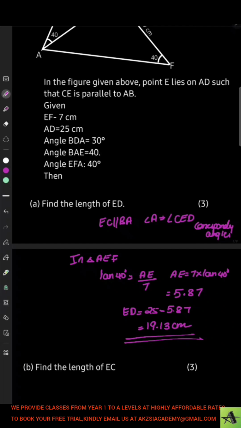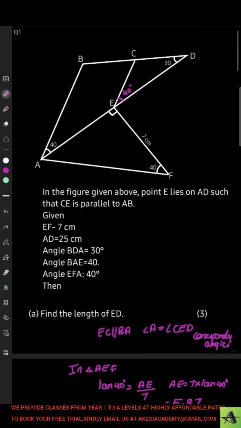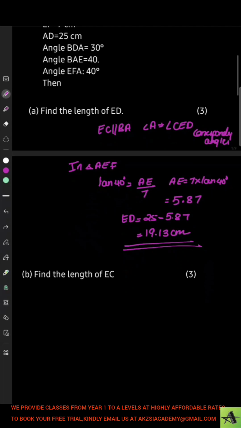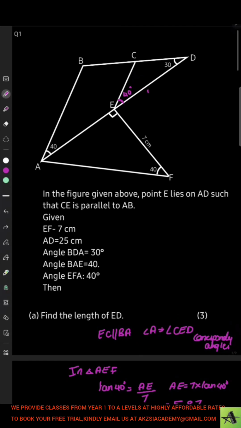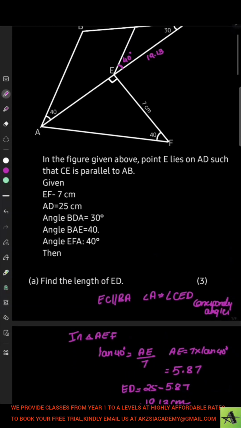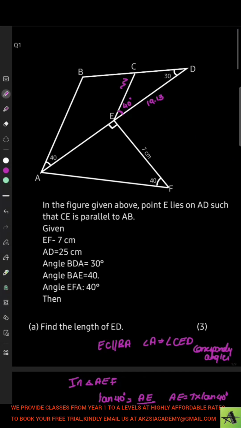Try to use the actual calculator value. Instead of rounding it off, it's better if you use the whole value, every digit from your calculator, then subtract that from 25, and then you can round it off. Now part B says find the length of EC. Now we know ED is 19.13, so let me write 19.13 here. We have to find the length of EC. EC is this one.